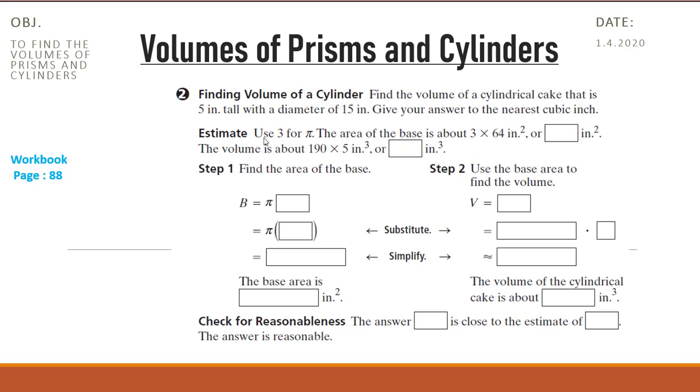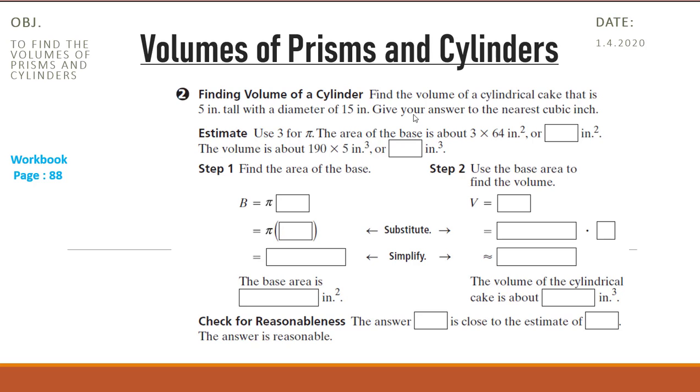So the base area is pi r square. Okay, pi is approximately 3. We will estimate. So take the whole number, the nearest number that you can multiply without using a calculator. So pi is approximately 3. And the area of the base, which is a circle, is pi r square.